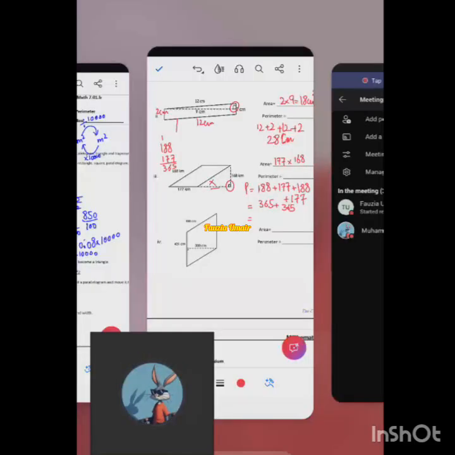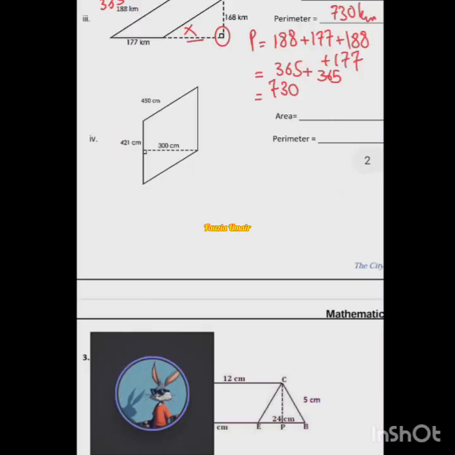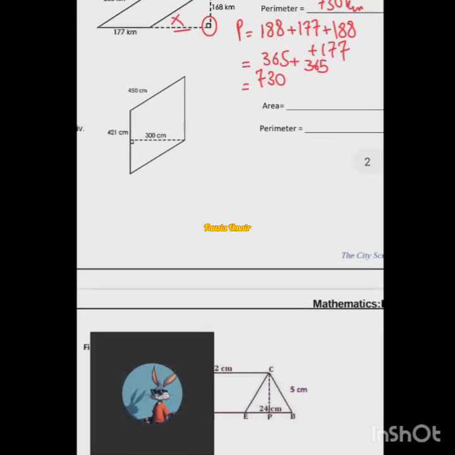So 365 is the sum of these two numbers. So then the total would be 730. Yes ma'am. The unit will be kilometer, 730 kilometer, right? Kilometer. So now this last part, what would be the area?